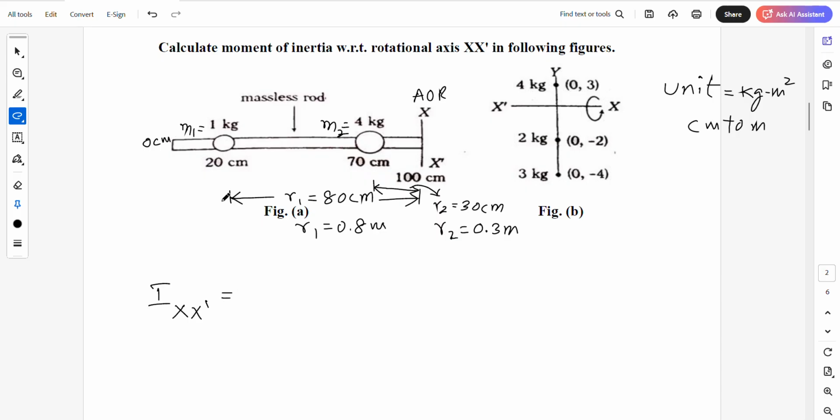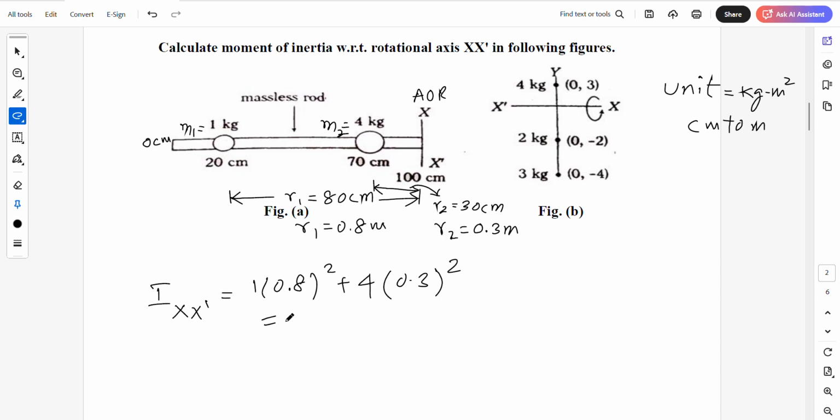Okay, now use the formula I x dash. Okay, that is equal to m1 is how much? 1 into 0.8 the whole square plus of how much is m2. I'm writing directly. Okay, m1 into r1 the whole square plus m2 into r2 the whole square. Hope you understood.